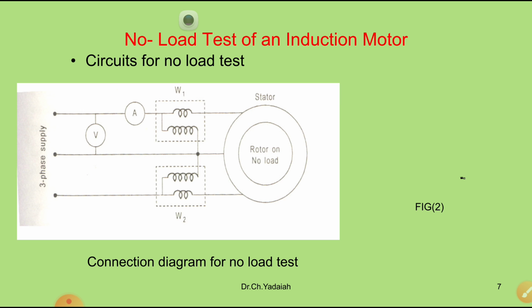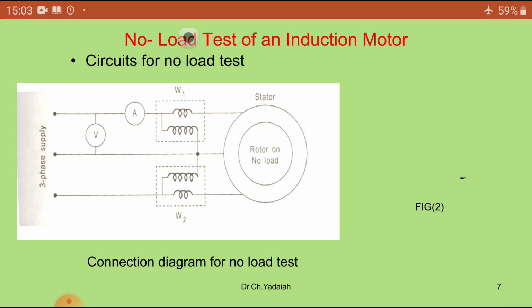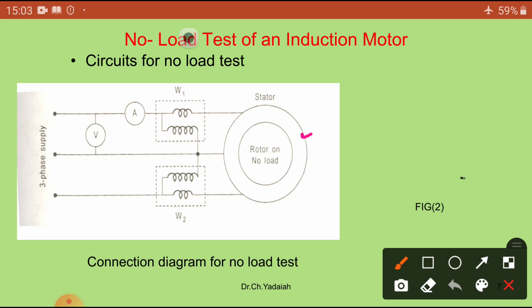Now, here you can see the diagram. This is the stator and this is the rotor. The stator is given a 3-phase supply, R phase, Y phase and B phase. We connected one voltmeter across the R phase and Y phase, and one ammeter is connected in the R phase to find the current in the R phase. We assumed this is a balanced load.